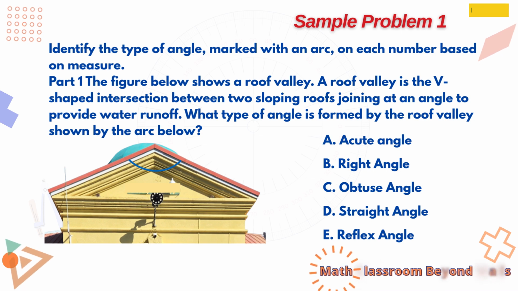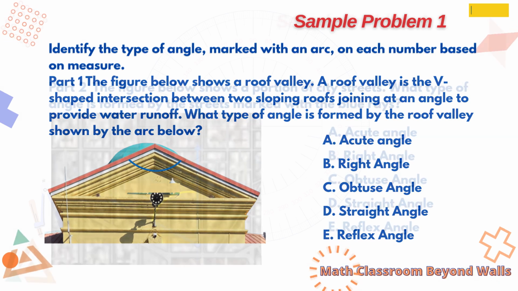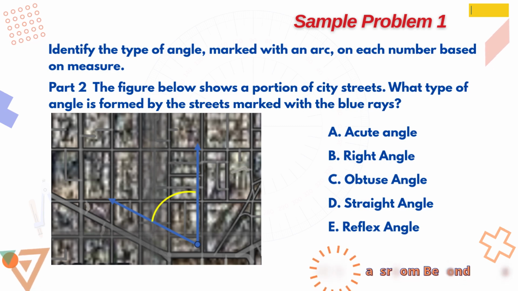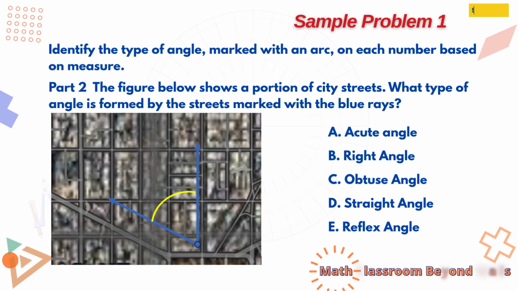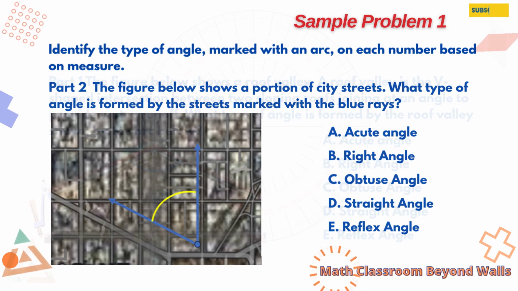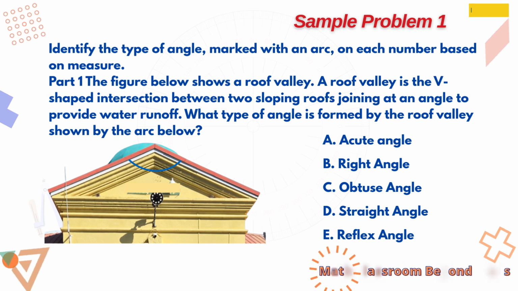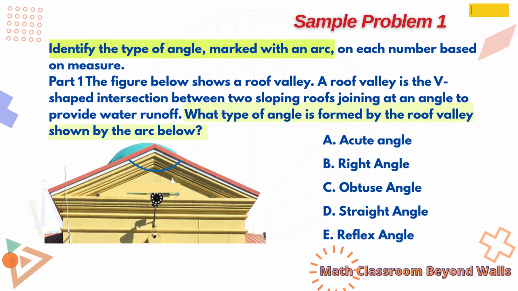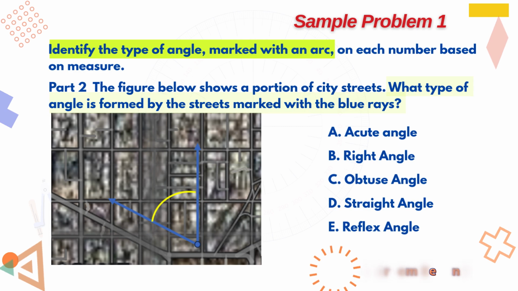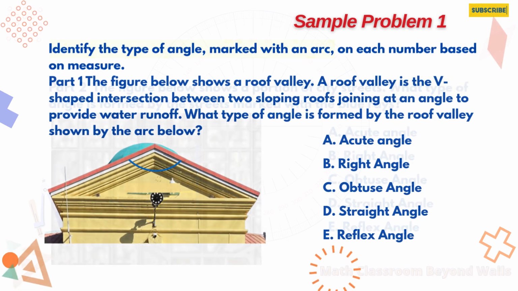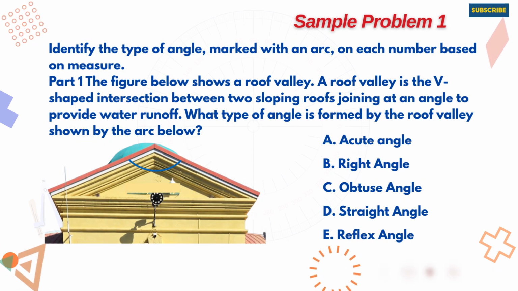needed to know what we're looking for, to determine what are given, and to figure out how the given information help find what we're looking for. Okay, what is asked in the problem, learners? Sample problem 1 has 2 questions. Both ask for the type of angles formed by the given photographs. Okay, let us start with part 1. The angle formed by the roof valley.